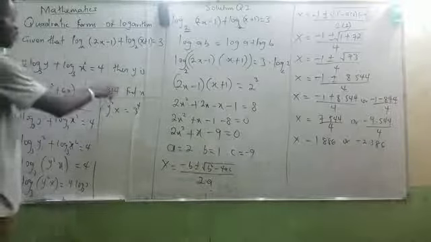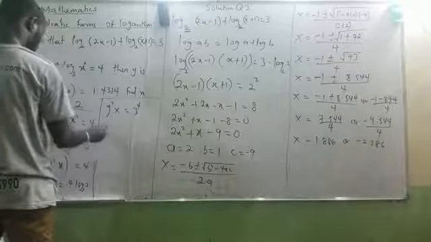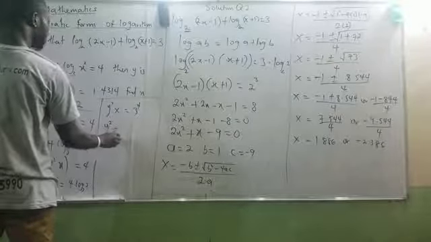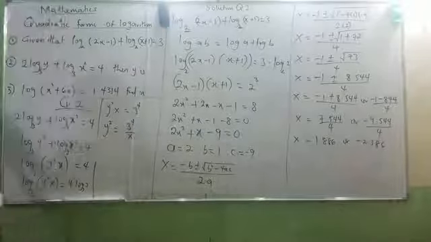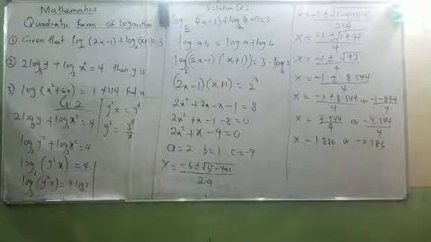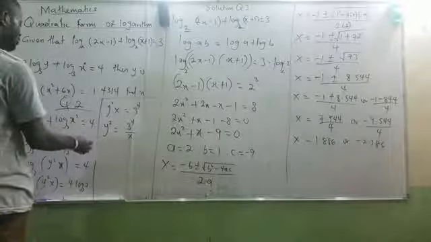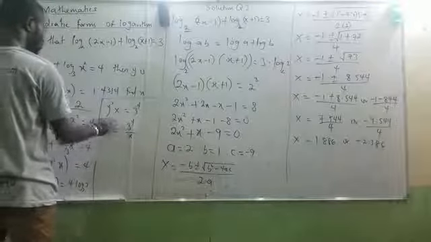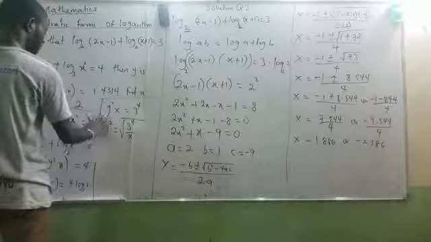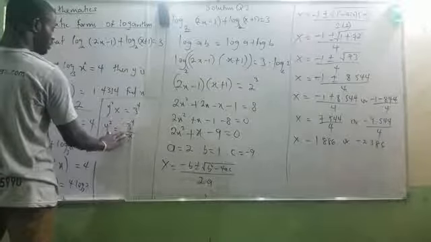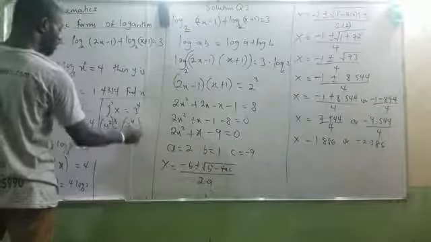But the question asked for y. It means my y squared will be equal to 3 raised to power 4 divided by x. I just divide both sides by x. Now, I can decide to square root both sides, or you multiply both powers by 1 all over 2.